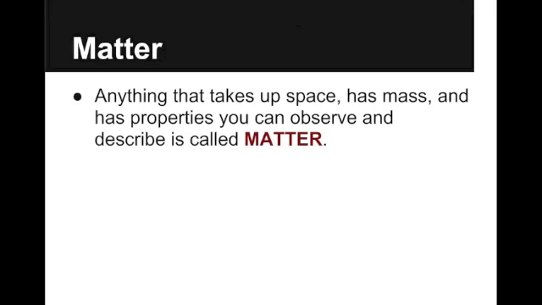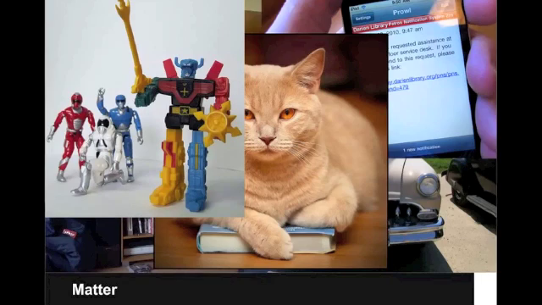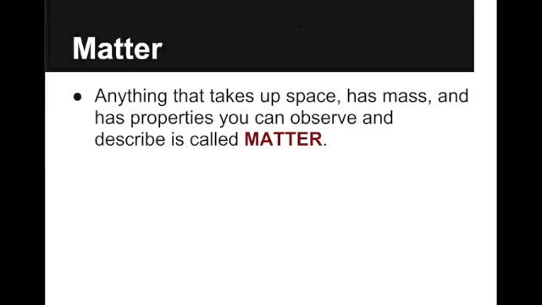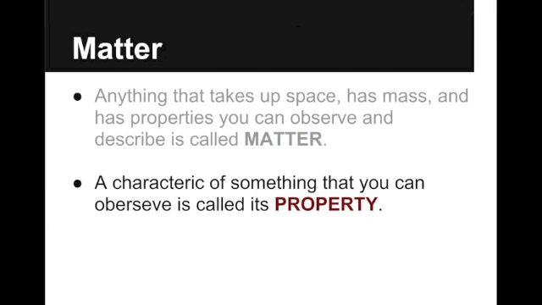And the definition is that it's anything that takes up space, has mass, and properties you can observe and describe. So in these cases, they have mass, they're taking up some sort of physical space, and we could describe each of these things. And the properties that you can observe and describe, those are characteristics. It's something that you can observe. So for example, you could see its color. You could feel its texture.